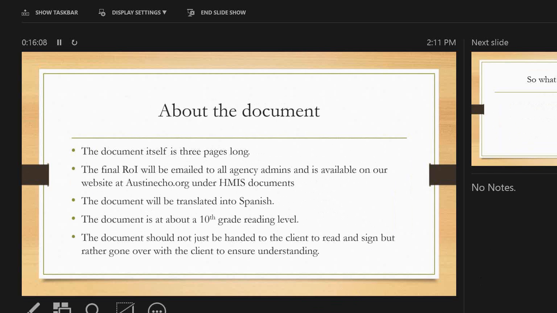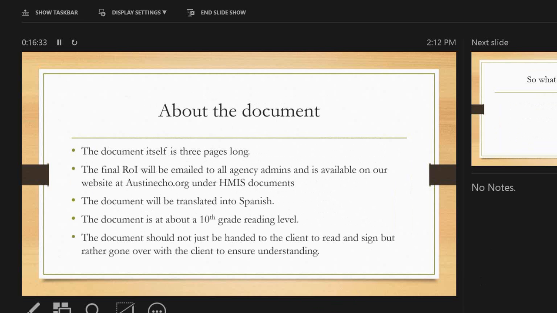About the document itself, hopefully everyone's had the chance to either print it off or pull it up online. The document itself is 3 pages long, exactly the same length as our current ROI. The final ROI has already been posted to our website, but it'll also be sent out to all agency admins separately, just so folks have it as conveniently as possible.